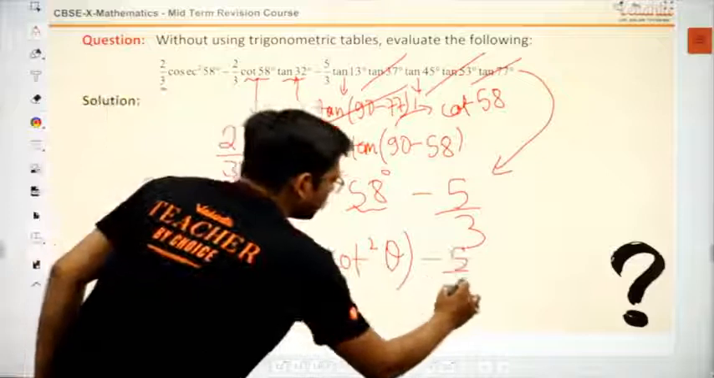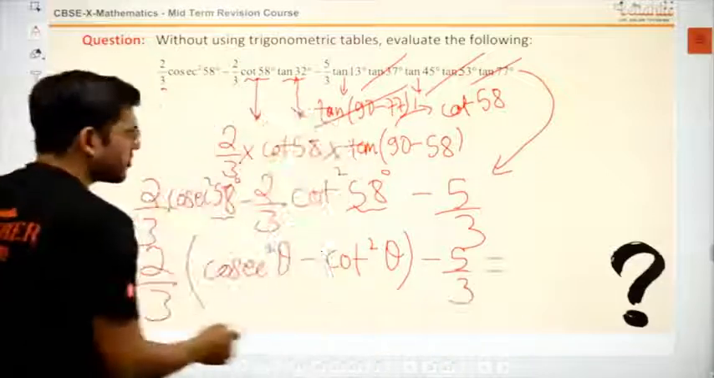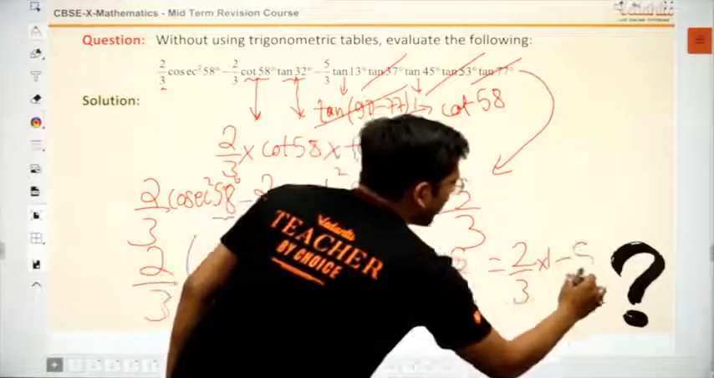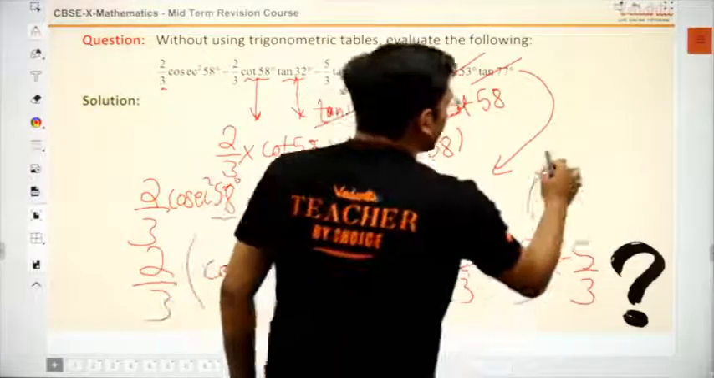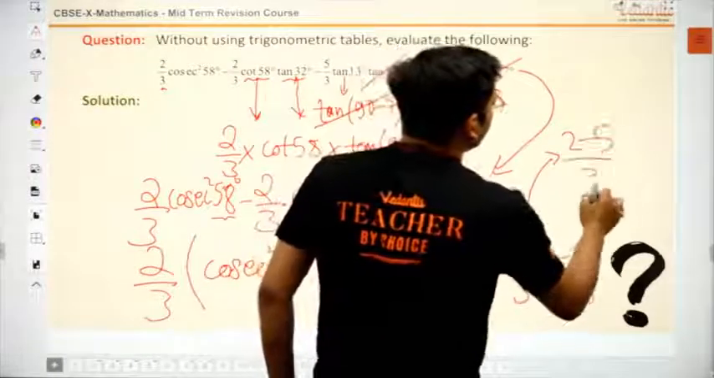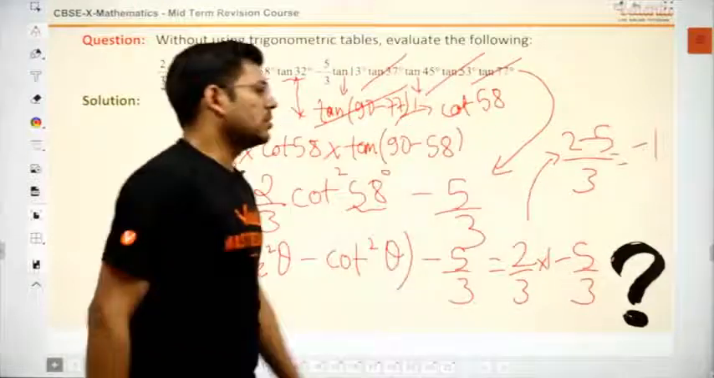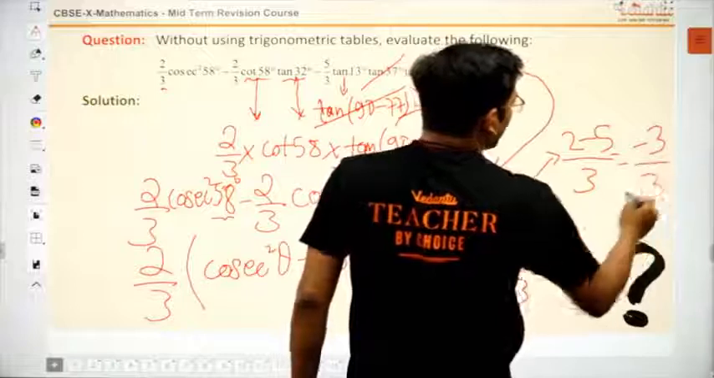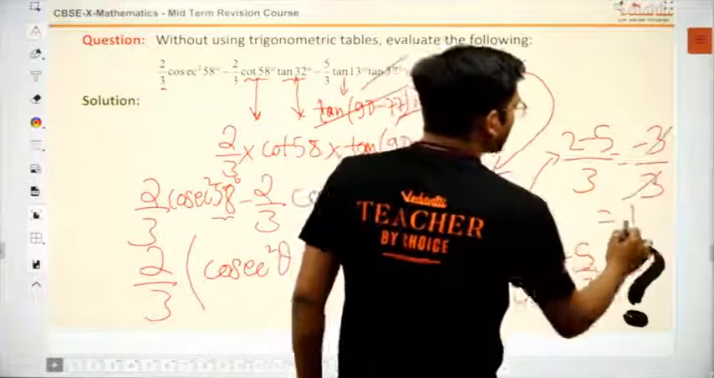Minus 5 by 3. This is equal to 2 by 3 into 1 minus 5 by 3. 2 minus 5 divided by 3, minus 3 upon 3. 3 and 3 cancel, it will be minus 1.